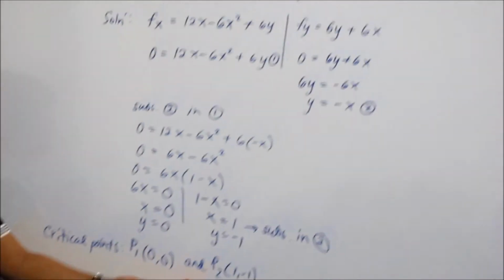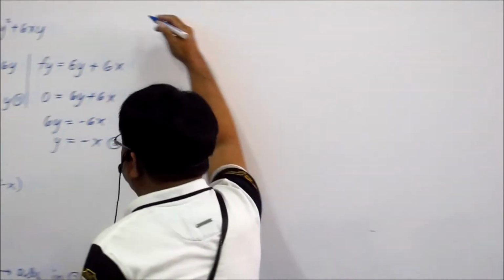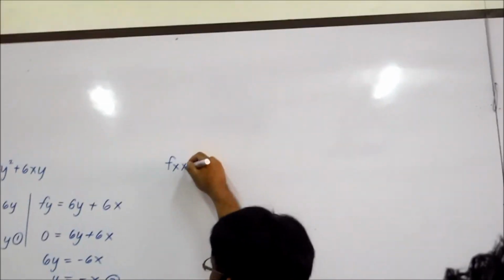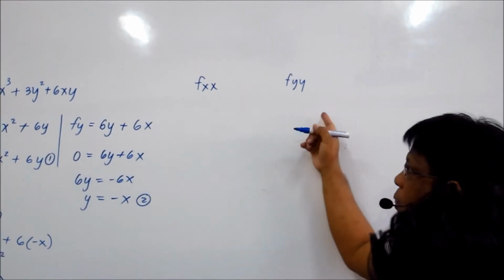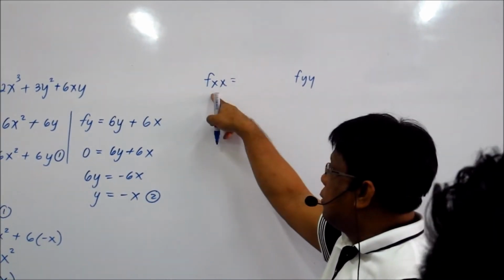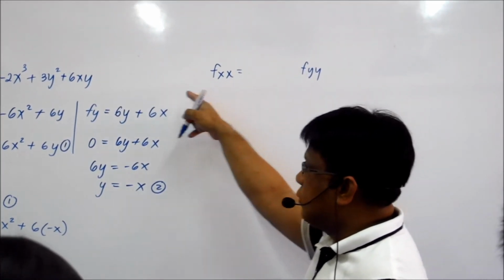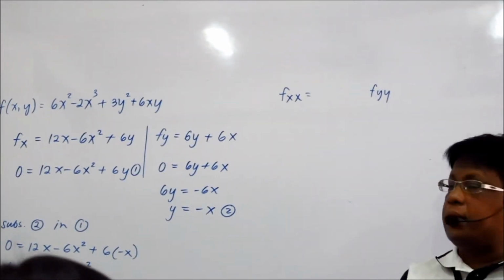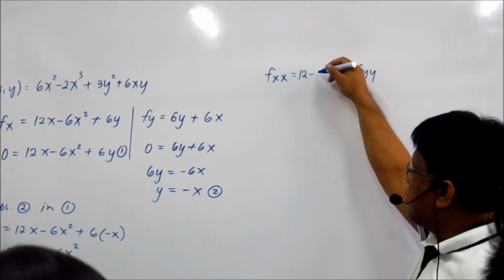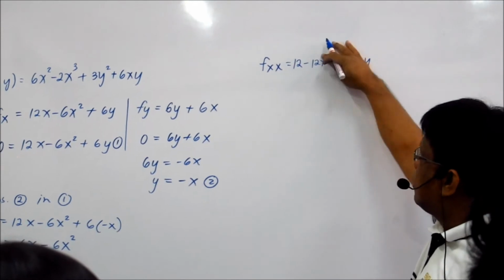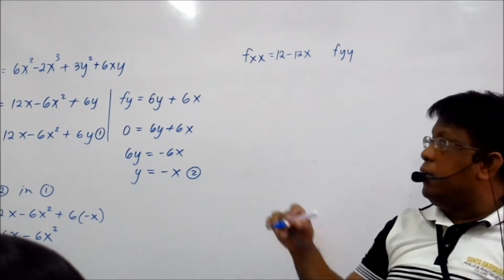Let us determine if these 2 points will be maximum or minimum points. Okay? So by taking the second derivative of the function with respect to x and the second derivative with respect to y. Let us have first the second order partial derivative of the function with respect to x. So we go to its first derivative. What's the derivative of 12x? That is 12. What about 6x squared? That will be 12x. Then you have 6y is 0 because y is a constant.